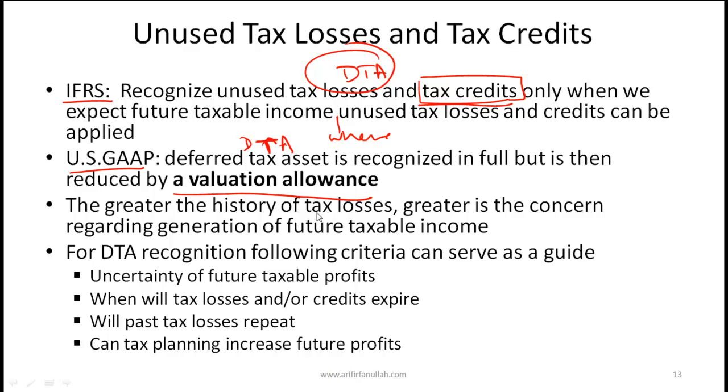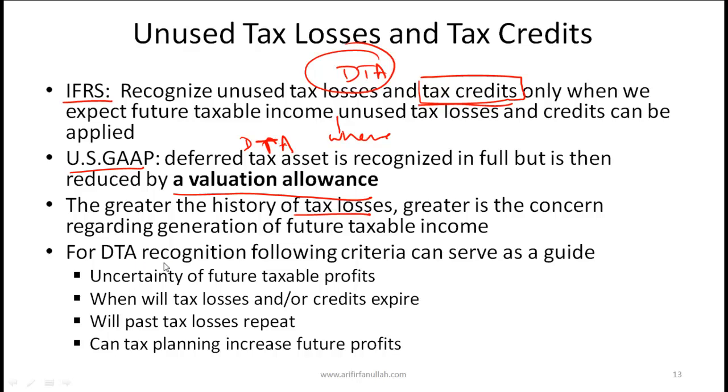The greater the history of tax losses, the greater is the concern regarding generation of future taxable income. So if the probability of tax losses is high and we have a deferred tax asset, then according to US GAAP you create a valuation allowance, and when you create this valuation allowance, that is a contra account which reduces the value of a deferred tax asset.